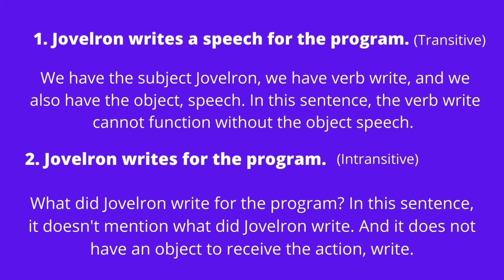Well, in the first sentence, we have the subject Jovelron. We have the verb writes. And we also have the object speech. In this sentence, the verb writes cannot function without the object speech. And for the second sentence, did you ask yourself, what did Jovelron write for the program? In this sentence, it doesn't mention what Jovelron wrote, and it does not have an object to receive the action.